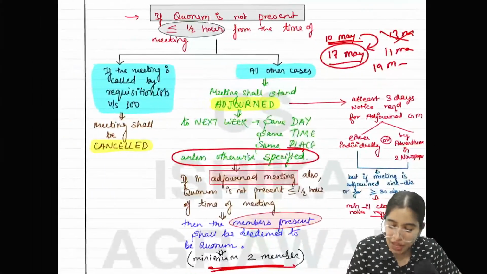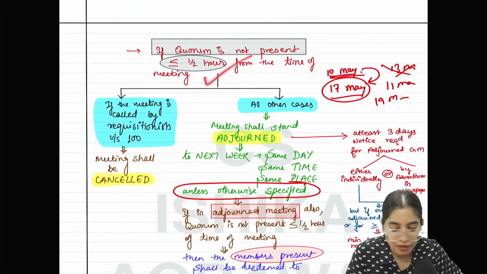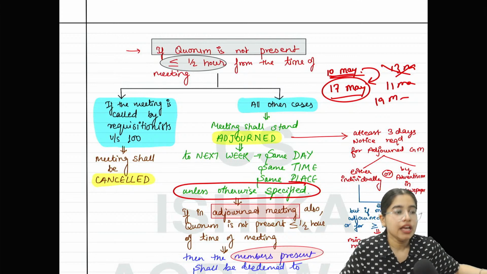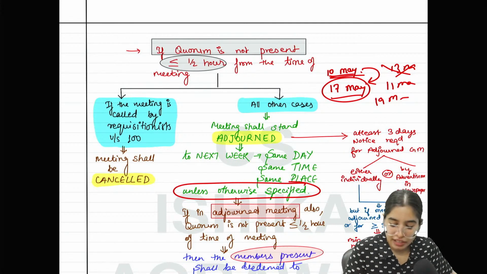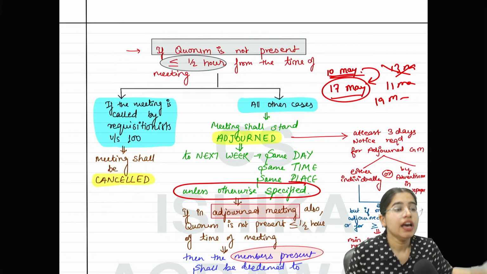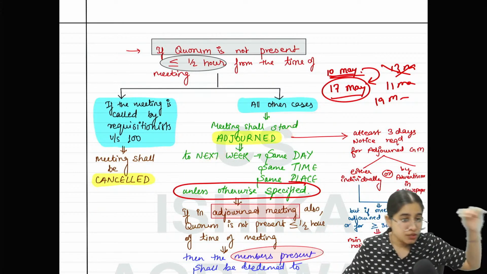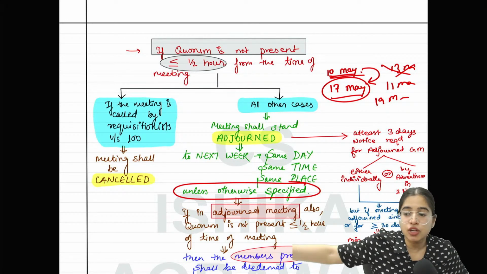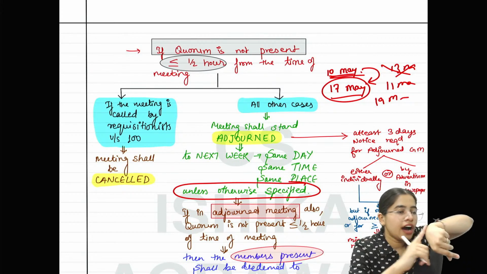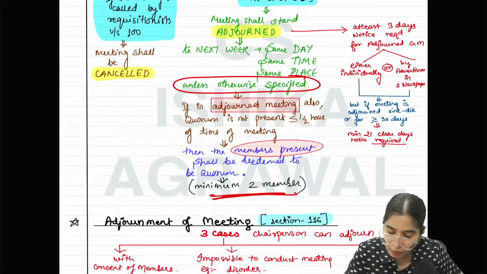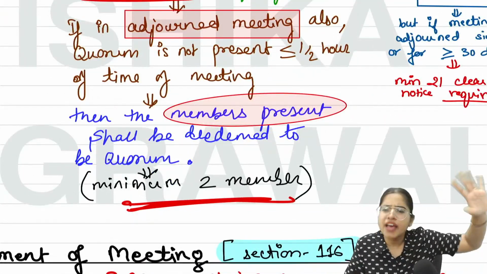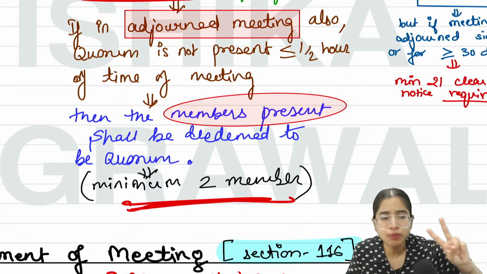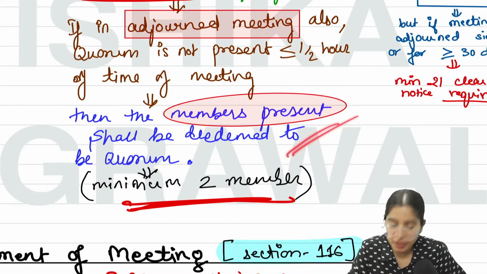So here one point is given: what if the quorum is not present? We will wait for half an hour, and if even within half an hour the quorum is not present, then we will see who has called the meeting. If the meeting is called by requisitionist, then it will be cancelled, and in all other cases it will be adjourned to next week, same day, same time, same place, unless otherwise specified. And if in the adjourned meeting also quorum is not present, we will wait for half an hour, and if within half an hour also quorum is not present, then members present will be deemed to be quorum, provided there should be minimum 2 members present.